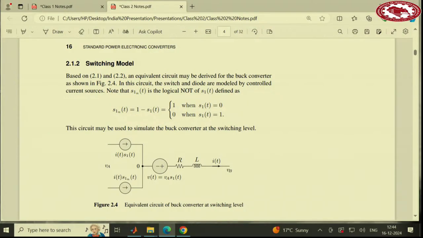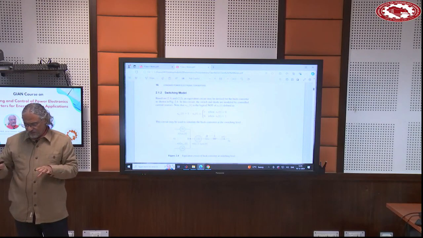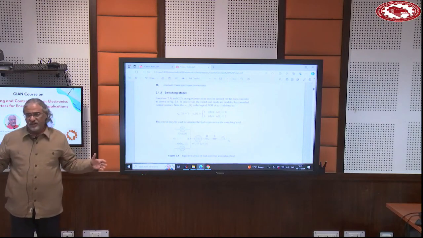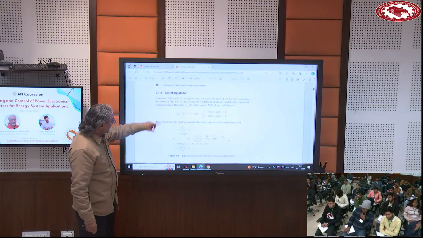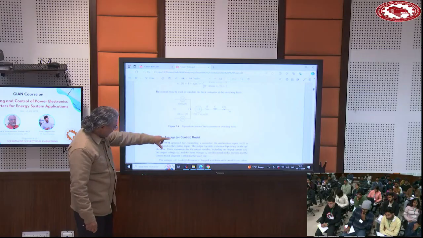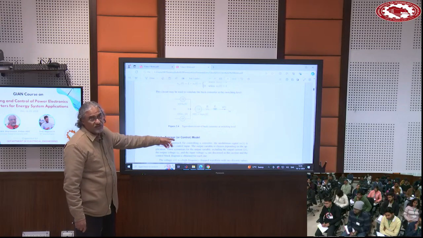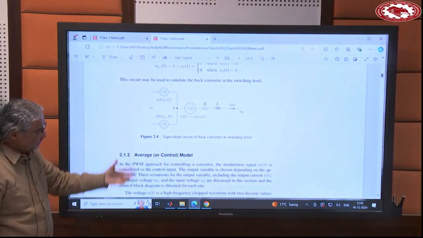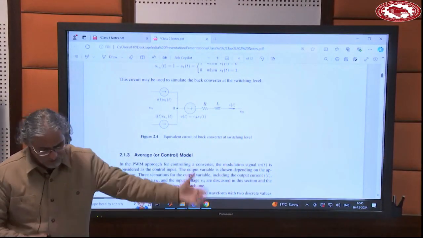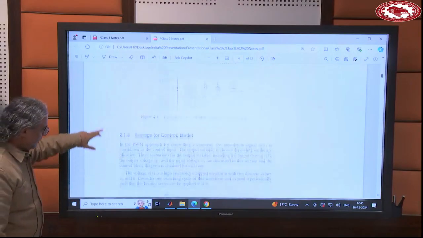So can we derive a model that represents this system but avoids those very short time scales? In other words, it tells us how much current on average is generated, not in the scale of switching cycles, not in the scale of intercycles. So that is the concept of the average model, or control model, that I'm going to explain. This is the model that we need to learn and work with if we want to understand what the converter is doing in terms of interacting with other entities.